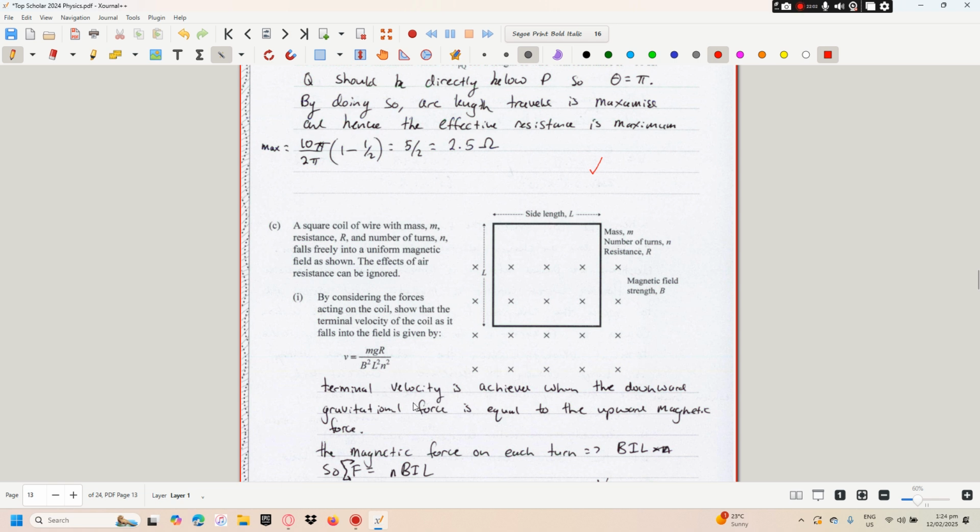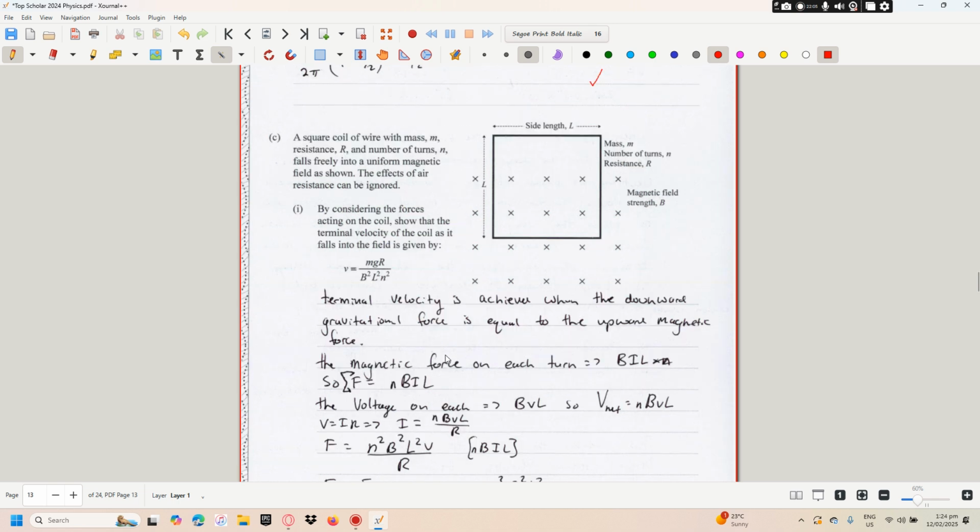Terminal velocity is achieved when the downwards gravitational force is equal to the upward magnetic force. So already you're thinking, well, mg is going to be equal to something. The magnetic force on each turn is BIL, F equals BIL. So the sum of all the forces will be N times BIL, because it's N turns. The voltage on each is BvL, so the net voltage will be NBvL, because it's N turns. V equals IR, so I equals V divided by R, so NBvL divided by R. This little v is velocity.